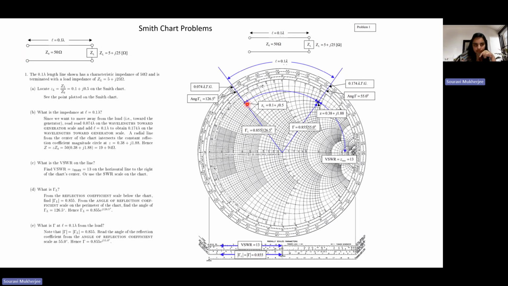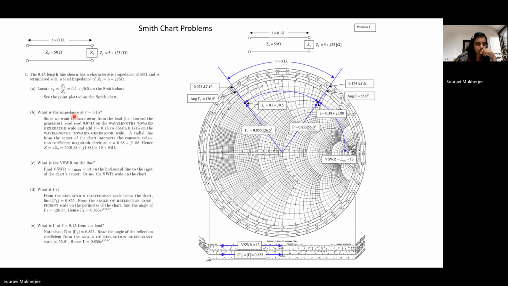First, once we have located the load impedance, this is the normalized load, you extend this further. Just draw a straight line and extend it outward. The point where it intersects on the scale would give you a location. Here the value is 0.074 and the scale is wavelength towards generator, as you can see written here, right? So now this point corresponds to some location and the value is 0.074.